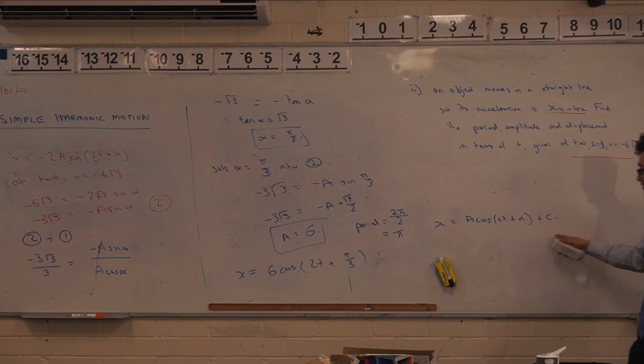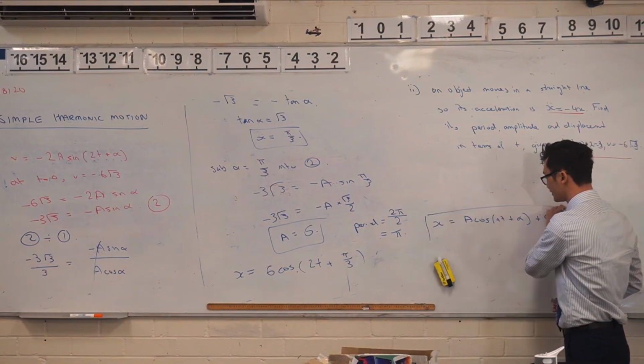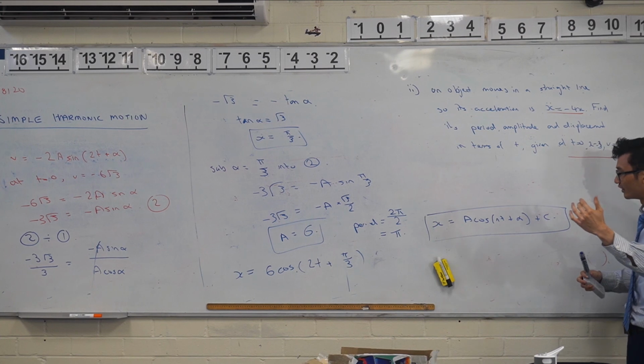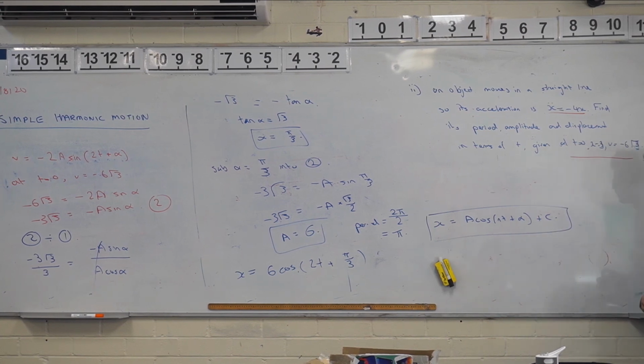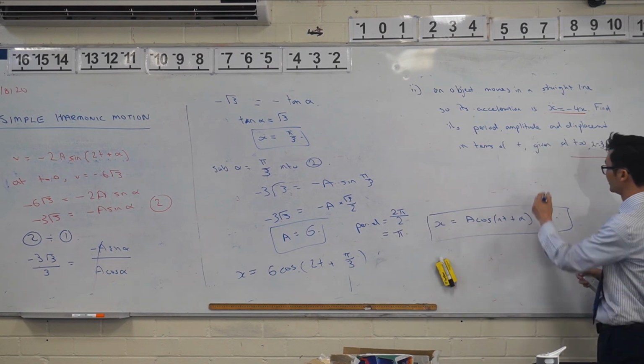Can you show that this is moving in SHM, simple harmonic motion? This is the equation if it was shifted up and down, so not the center of motion at x equals 0, right? Can you show that this is still in simple harmonic motion using our conditions here? So how do you make it a question?